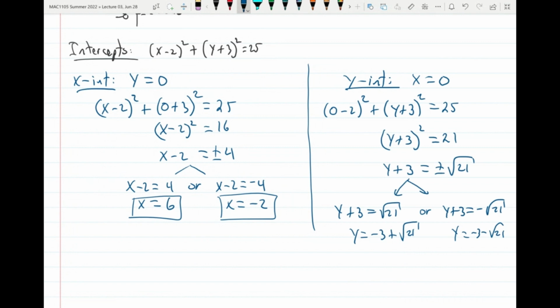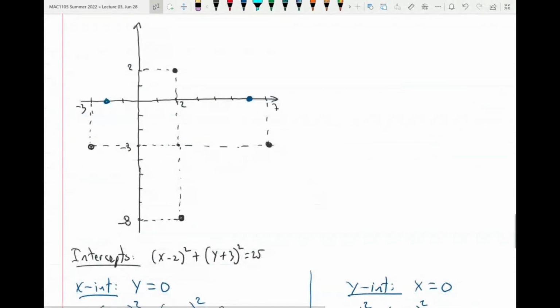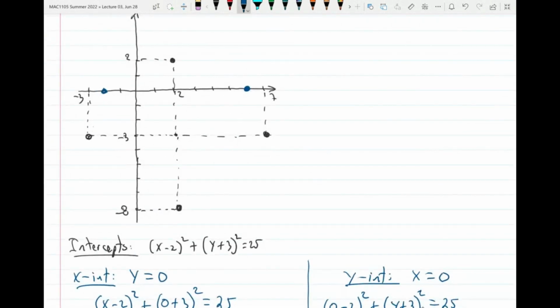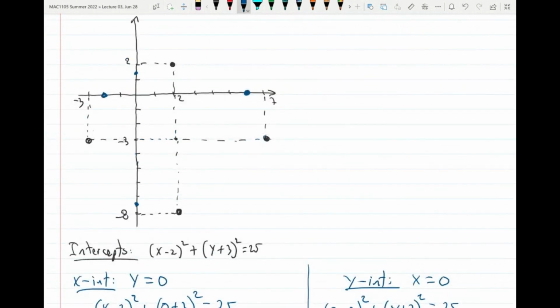Okay? So let's see. Square root of 21, what is this? This is between 4 and 5. So this is 4 point something. So that means it's going to be 1 point something. Okay? So this is about 1 point something, somewhere in here. And then the other one, negative 3 minus square root of 21, that's going to be negative 7 point something. Okay? I mean, you can find it in your calculator, but just to have an idea, that's going to be somewhere in here.